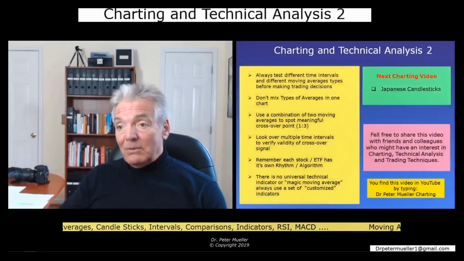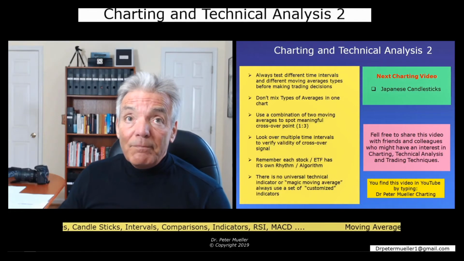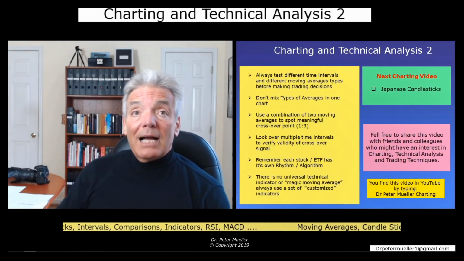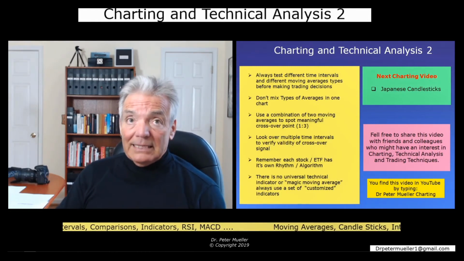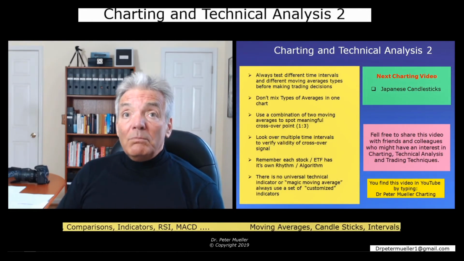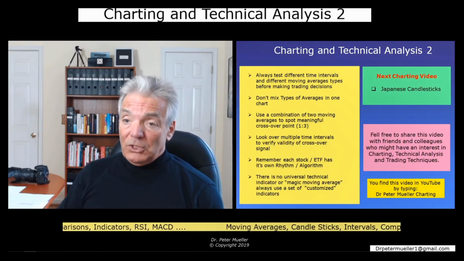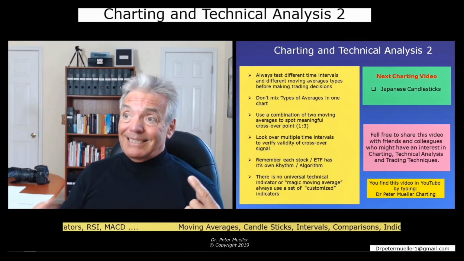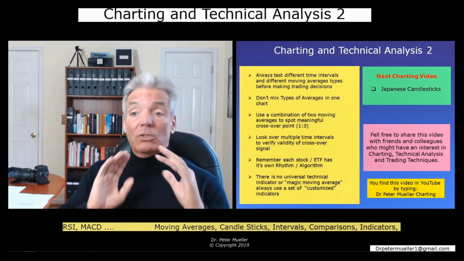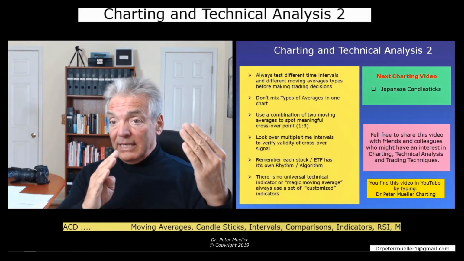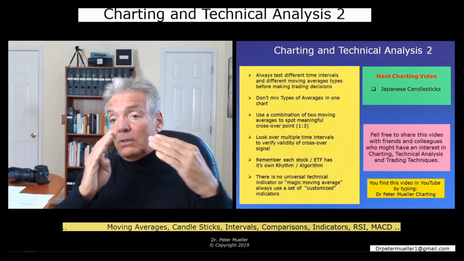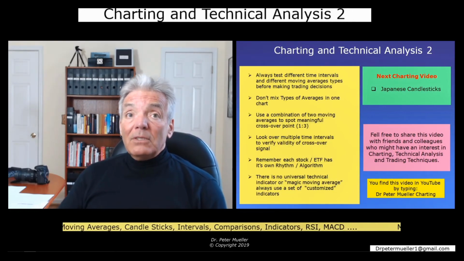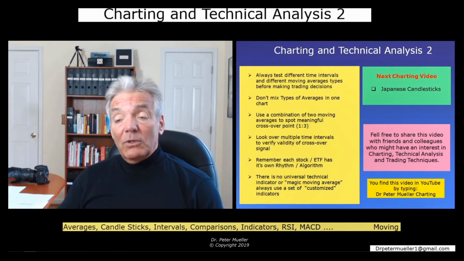All right, let's summarize this session in brief. Always test different time intervals and different moving average types before making any trading decisions. Don't mix types of averages in one chart. So using a 15-day simple moving average and a 10-day exponential moving average, don't do that. Use for two moving averages either the simple or the exponential one. Use a combination of two moving averages to spot meaningful crossover points.